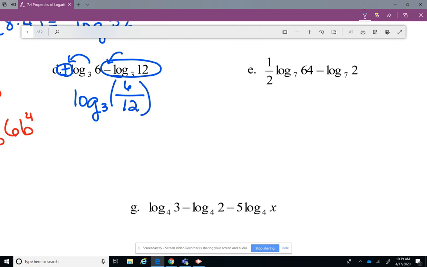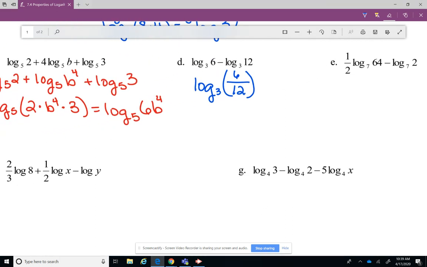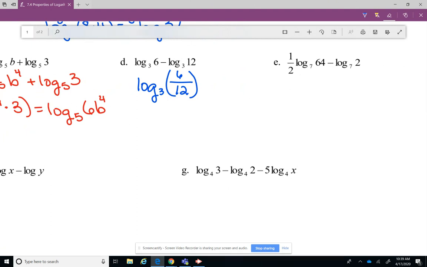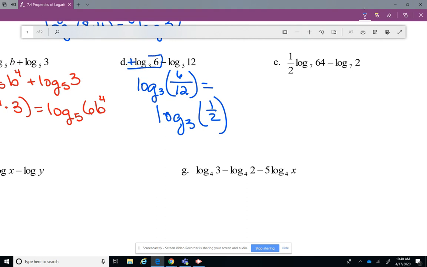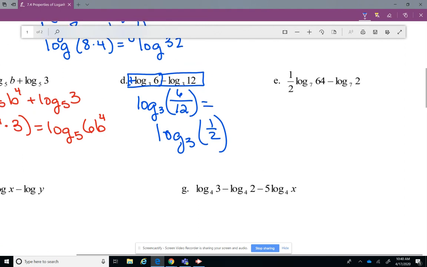Now, normally we put fractions in parentheses. Like the problem before, I said you could put that in parentheses if you wanted to, but I usually don't. But when it's a fraction, you want it in parentheses. Now, the only thing you have to do now is just reduce the 6 over 12. Log base 3 of 1/2. So remember, when the plus sign's in front, that tells you that's the numerator. When the minus sign comes next, that tells you that's the denominator and you're dividing by it. All right, let's look at E.